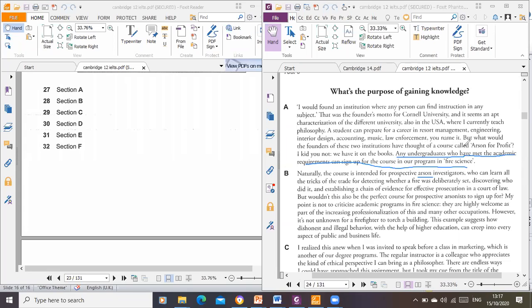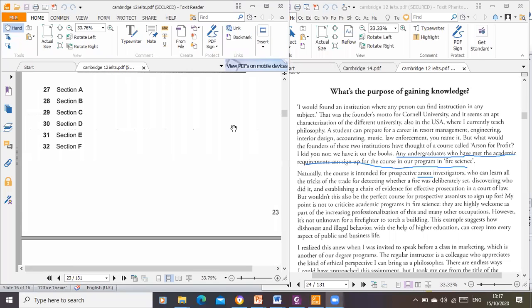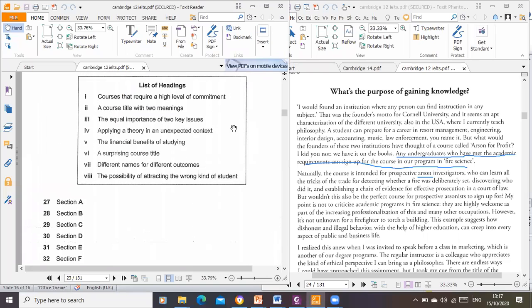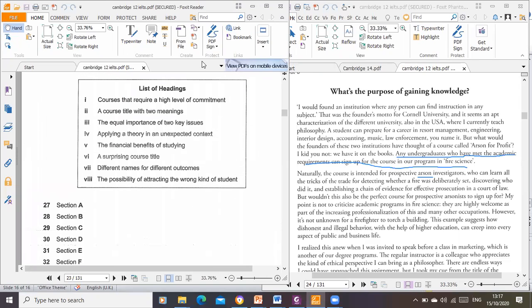So now, I'll go to the motto. Okay, let's see. Is there anything like that here? Now, I'll go to my list of headings. This one is talking about courses, a high level of commitment. Did I come up with it? So still talking about a course, a title, and two meanings, okay? Equal significance of two key issues. I'm already thinking of means and end there, okay?